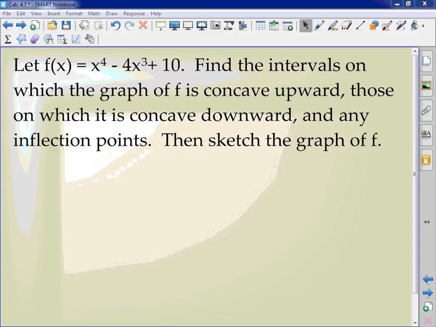We're going to let f of x equal x to the fourth minus 4x cubed plus 10. We're going to find the intervals on which the graph of f is concave up, those on which it is concave downward, and any inflection points. Then we're going to sketch the graph.